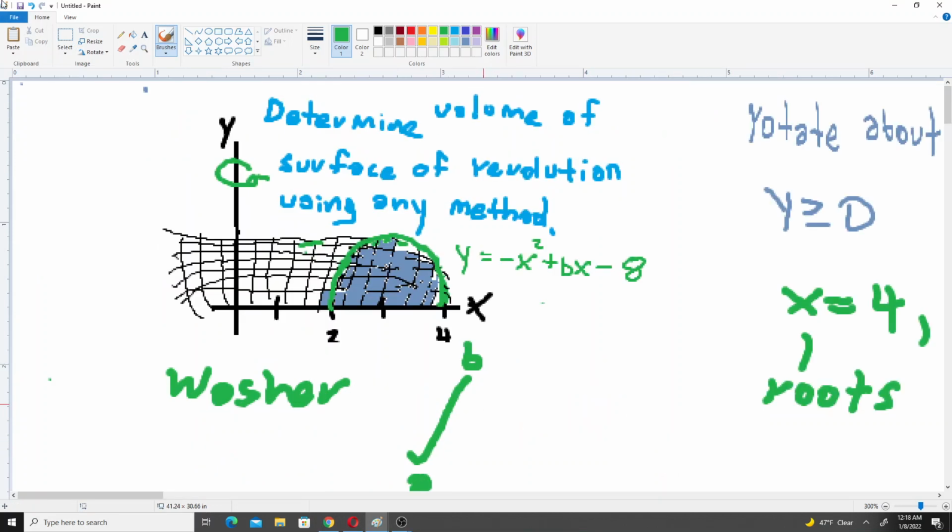Okay, the formula for the washer method, in case you haven't seen it before or you don't remember, is the integral from a to b of 2 pi times x, or we can call that r, and then the height, which is the function, so h, and then we integrate with respect to whatever is the radius. In this case, it's going to be x.